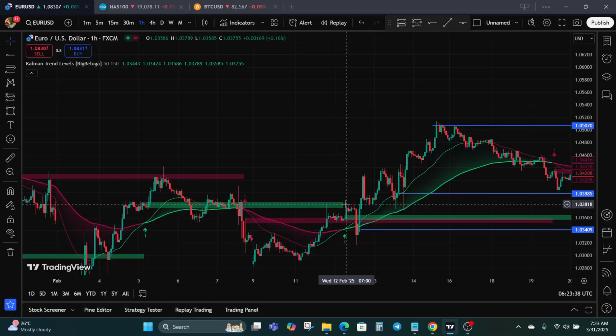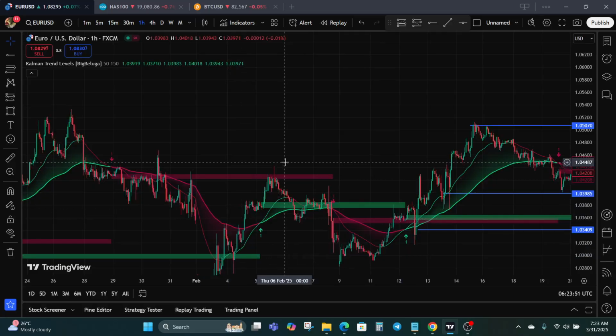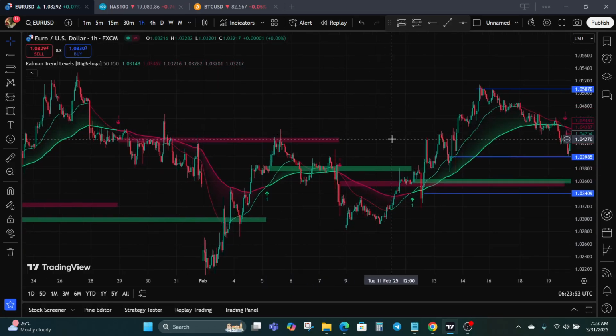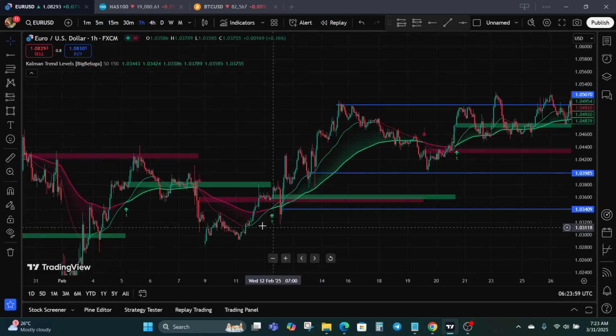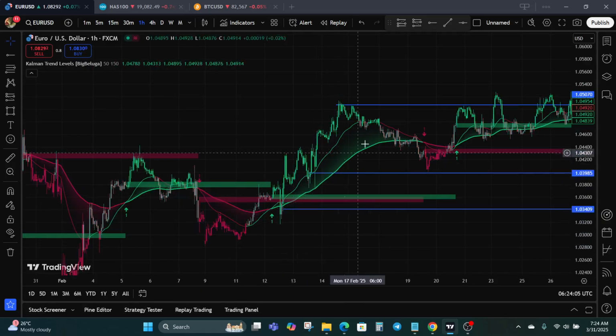Okay. And then when you are using the Kalman Trend Levels Indicator, it's important to understand how to read the support and resistance levels it provides. Support levels are price levels where the market has bounced higher in the past, and resistance levels are where the market has reversed lower, like I already described. When the indicator shows a strong uptrend, you will want to use the support and resistance levels to guide your trades.